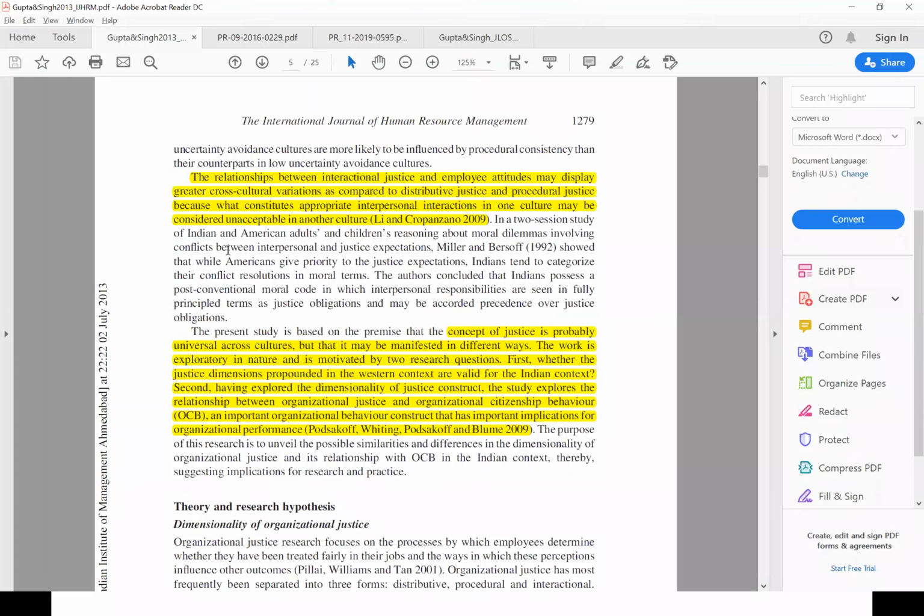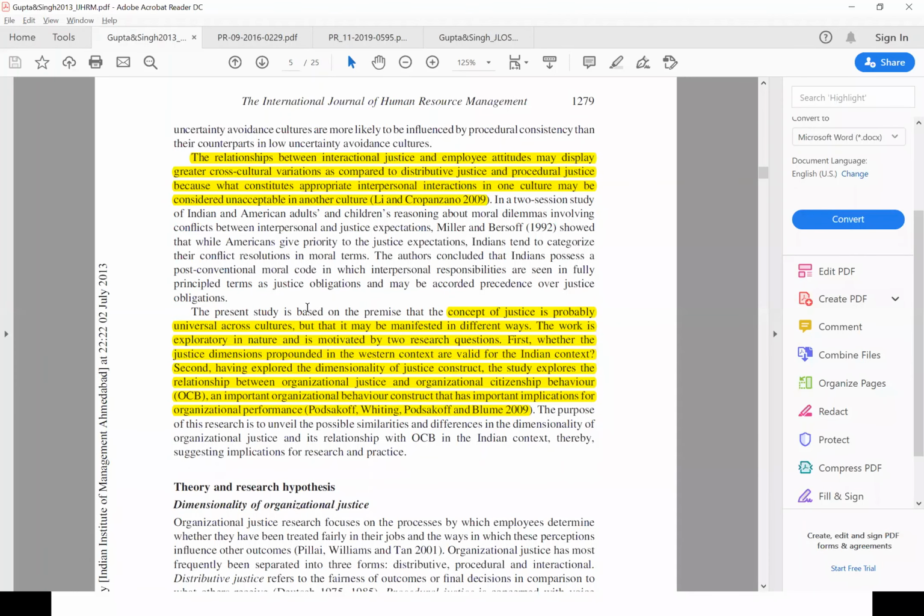In a two-session study of Indian, so again, the present study is based on the premise that the concept of justice is probably universal across cultures, but that it may be manifested in different ways. The work is exploratory and is motivated by two research questions. First, whether the justice dimensions propounded in the Western context are valid for the Indian context. Second, having explored the dimensionality of the justice construct, the study explores the relationship between organization justice and OCB, an important organization behavior construct that has implications for organization performance.